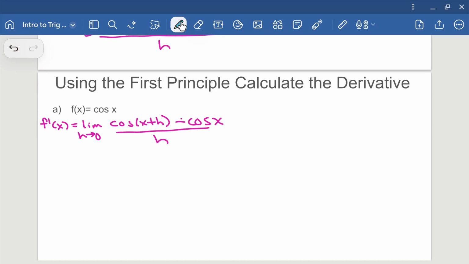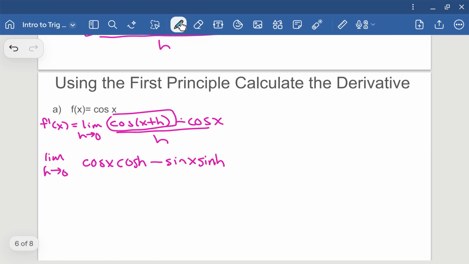Then I will expand what I can. So just like last time, there is an identity that lets us expand that out. As my limit tends towards 0, I will have cos of x times cos of h minus sine of x times sine of h. And then I still have this last part here, minus cos of x. With the identities, you should have a formula sheet, so you don't have to have the identities memorized, just recognize how to use them.